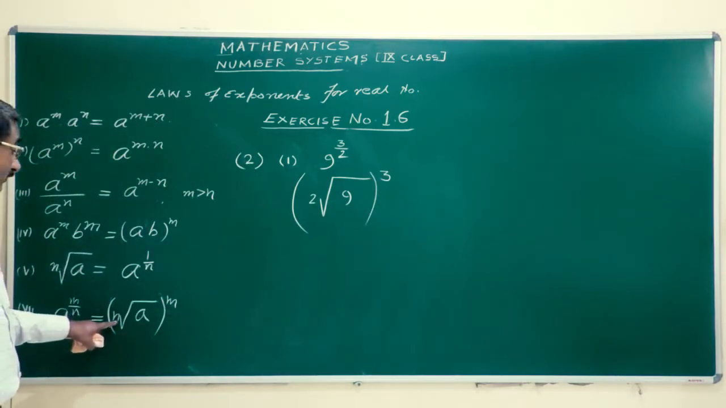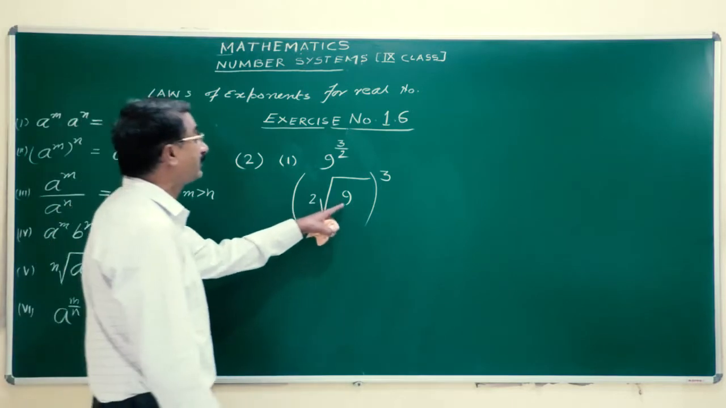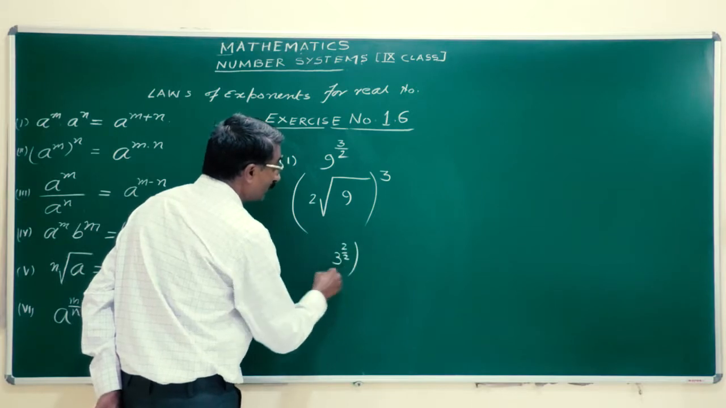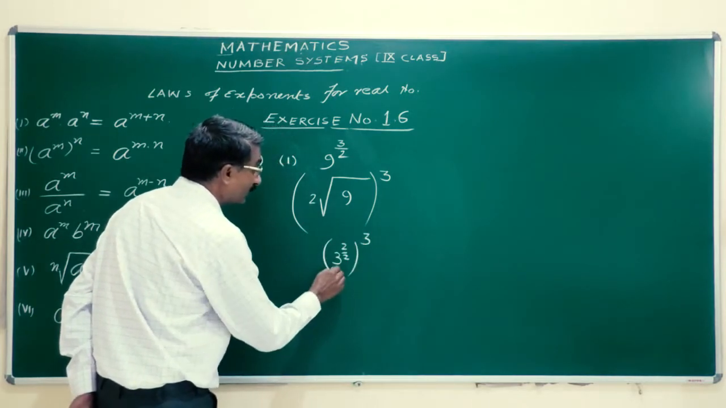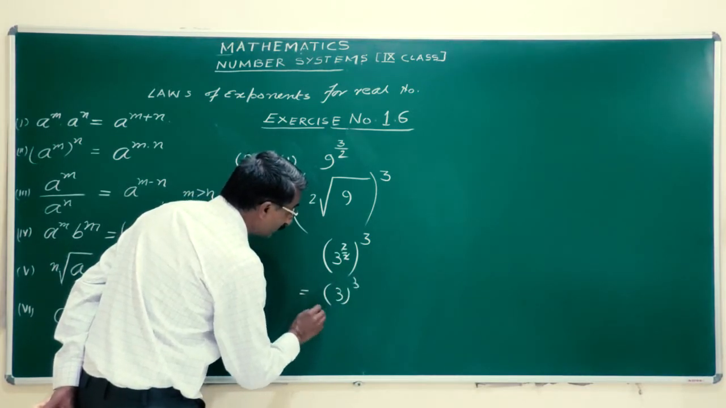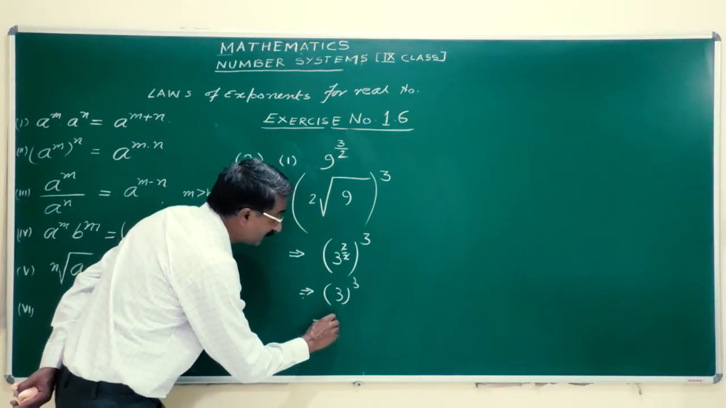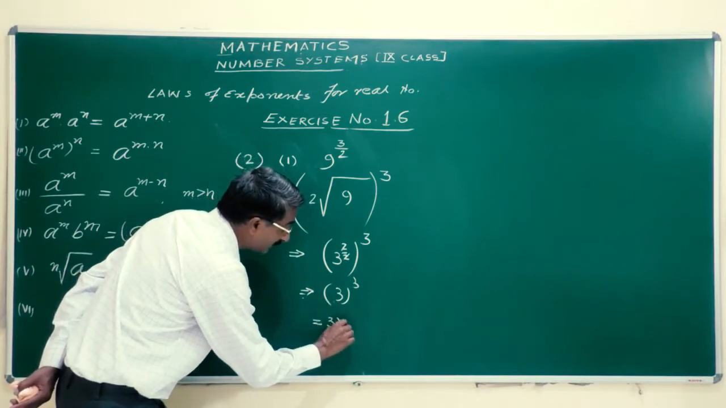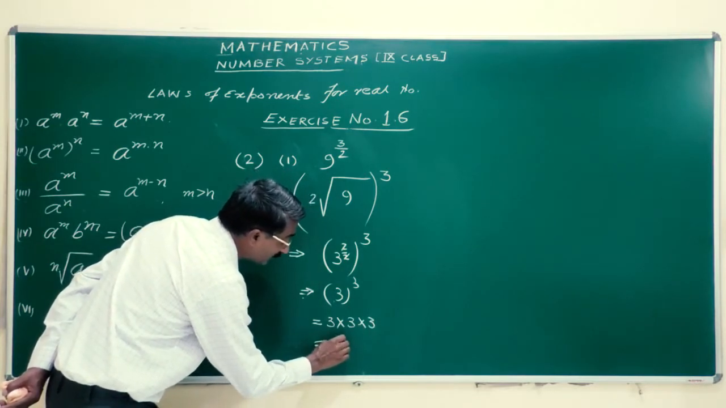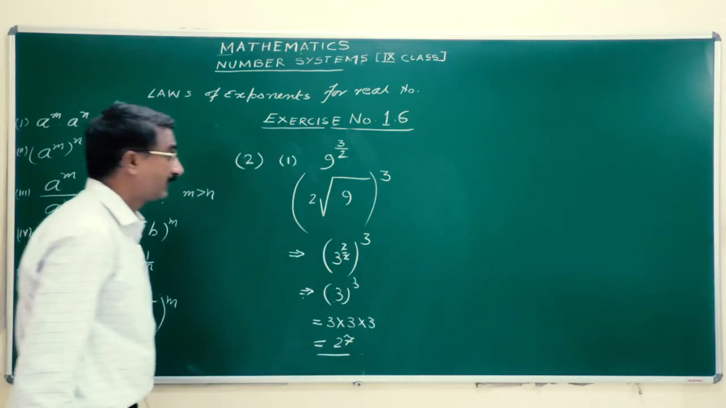Clear? Square root of 9 raised to the power 3. So, what is the value of the square root of 9? Again the same thing, 3 squared raised to the power 1 by 2, all raised to the power 3. So, this is cancelled, and this is 3 raised to the power 3. I am just writing in detail so that you can understand. 3 3s are 9, 9 3s are 27. So, 27 is the answer.